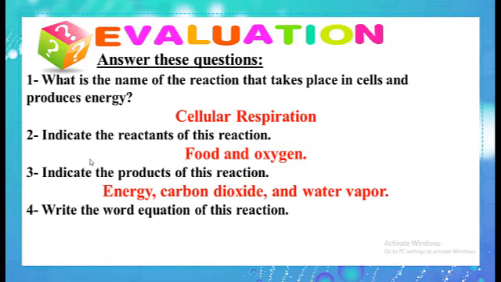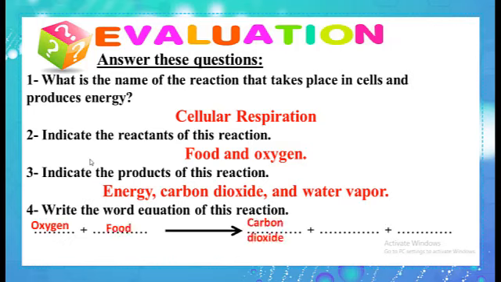So this word equation is for study. Oxygen plus food gives carbon dioxide, water vapor, and energy. And as a note, when he says word equation, you should not write any element or any reactant or product unless in words. You should not write them in symbols. You cannot write oxygen O2 or carbon dioxide CO2 or water vapor H2O. When he says word equation, all the reactants and the products should be written in words.